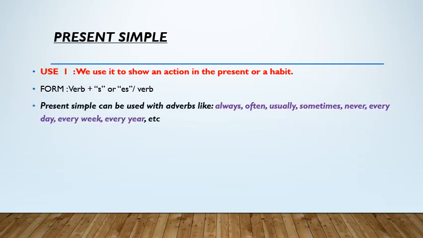Here, let's see some time expressions or adverbials of time used with the present simple. Present simple can be used with adverbs like always, often, usually, sometimes, never, every day, every week, every year. Always, often, usually, sometimes, never, in addition to ever and rarely, are called adverbs of frequency in English, in addition to every day, every week, every year, in order to show a habitual action. So let's see some examples.